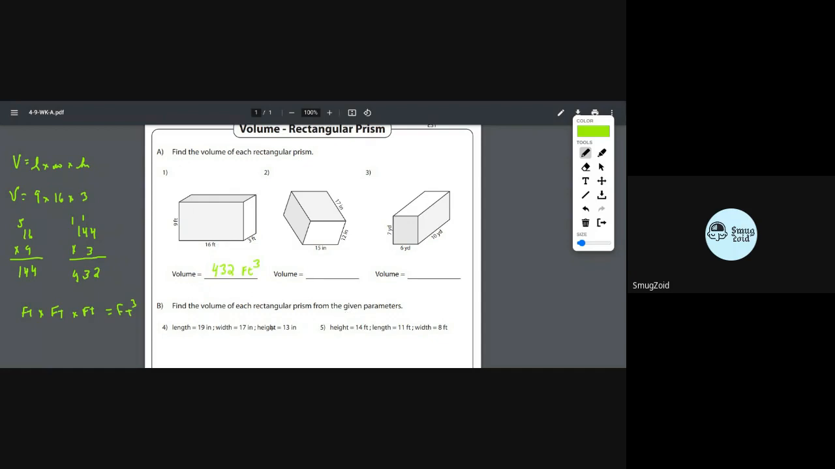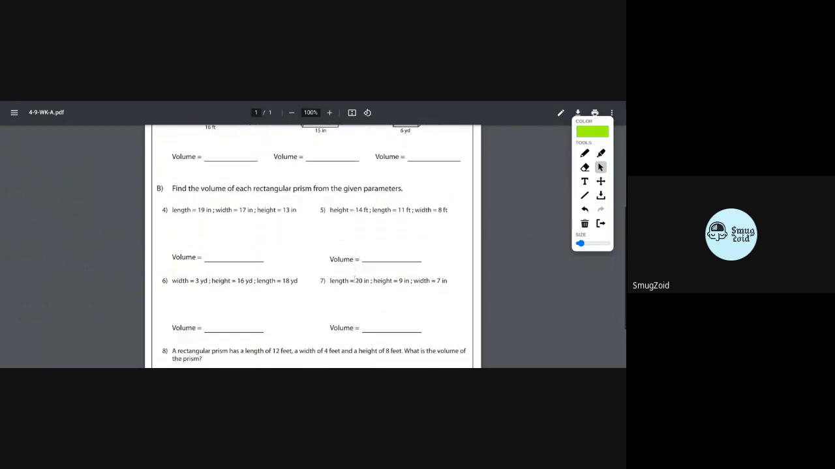Now I'm going to do one of these down here because you don't have an illustration. You should be able to do these. Just make sure you have inches cubed and yards cubed. Right. So now we're going to go down and do the next one. So I'm going to grab that, slide down a little bit, give myself some room to do the work.